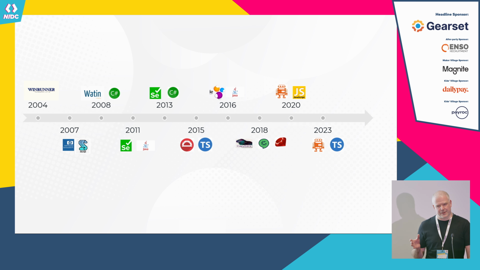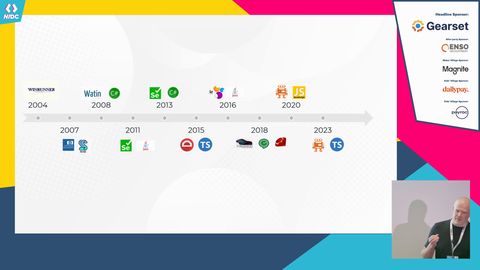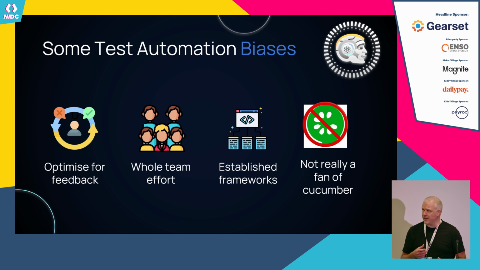Now, over the last 20 years or so, I've had the opportunity to work with lots of different APIs and libraries. And as well as, of course, making lots and lots of mistakes, I've also had the opportunity to build up some ideas, biases, and opinions around what good test automation can look like. And some of those biases, I don't think will be too different from a lot of people here in the room today, whether that's things like optimizing for feedback or having whole team engagement in your test automation.